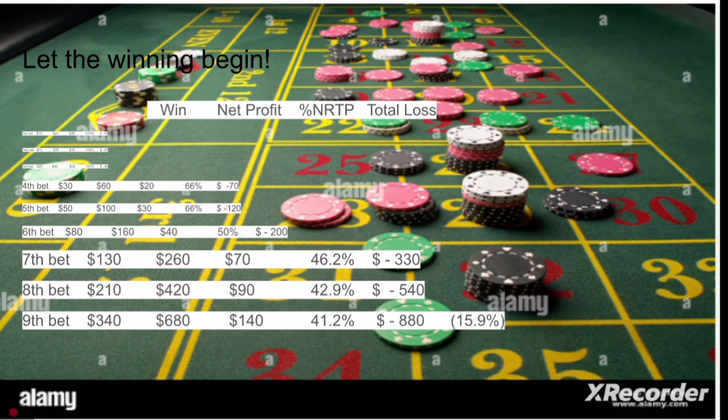In the ninth and final bullet that we have left, we have to win this, otherwise we lose our entire bankroll. That $340 bet wins us $680, a net profit of $140, which brings us down to 41.2% net profit to us. That's a terrible bet.